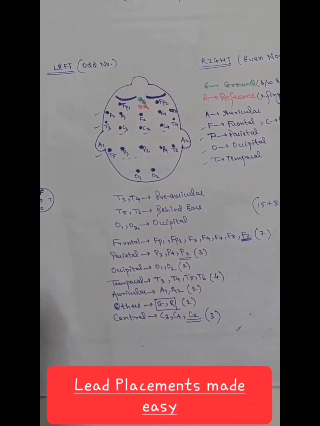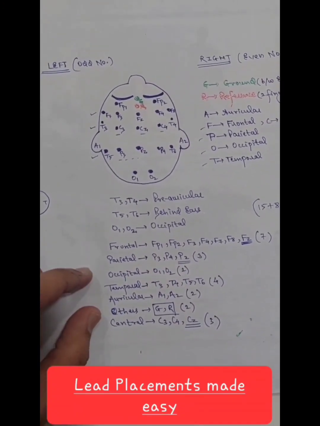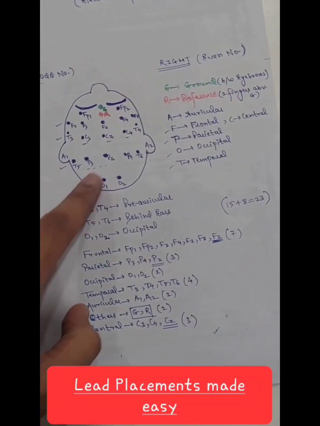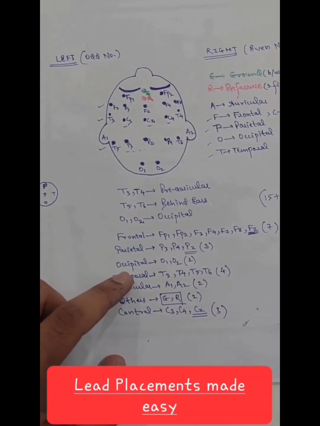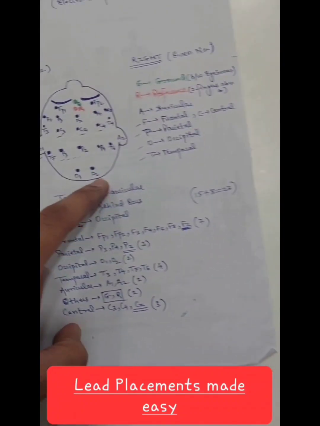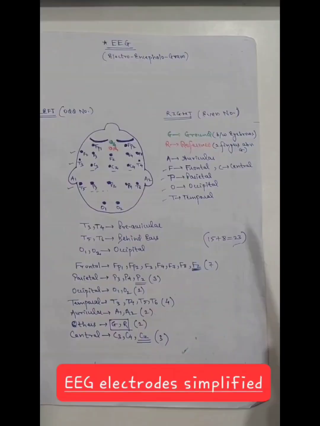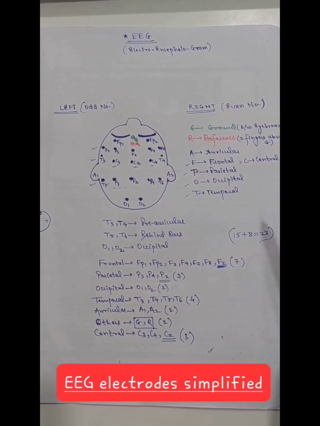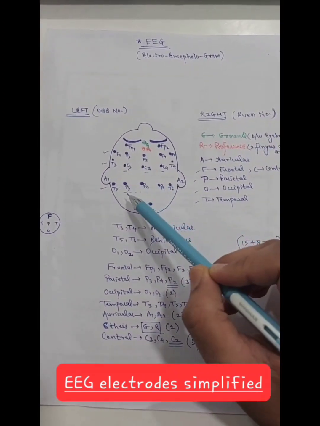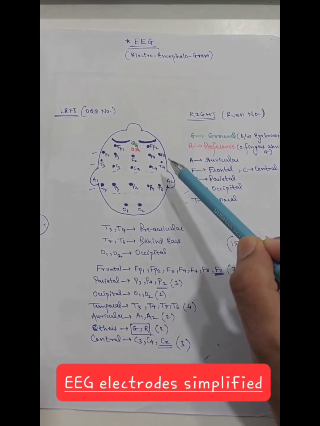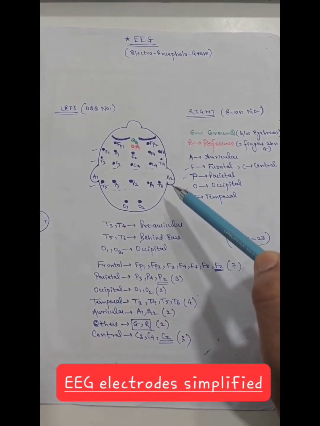And then parietal P3, P4 and PZ. So you can see the parietal region, these are the P3, PZ and P4. Then on the occipital region, O1 and O2 are the 2 electrodes, and temporal are 4 electrodes, T3, T4, T5 and T6. So this is T3 and T5 on the left side, and T4 and T6 on the right side.